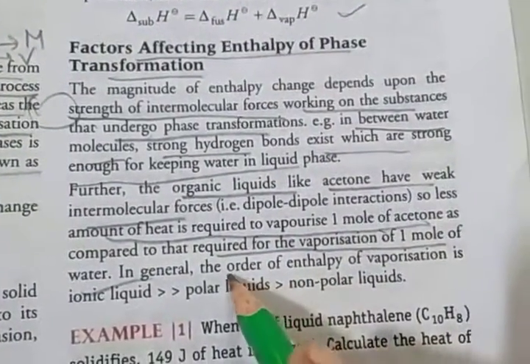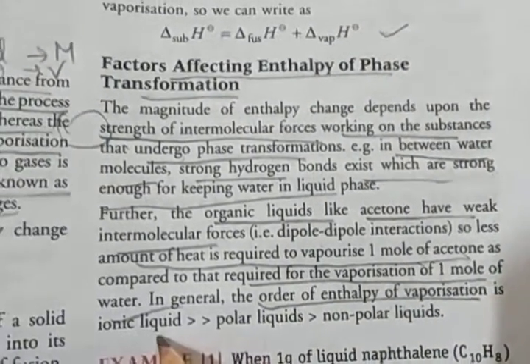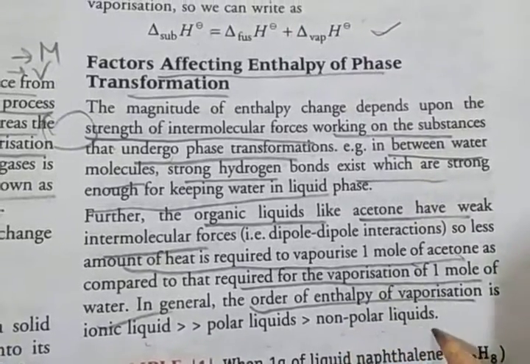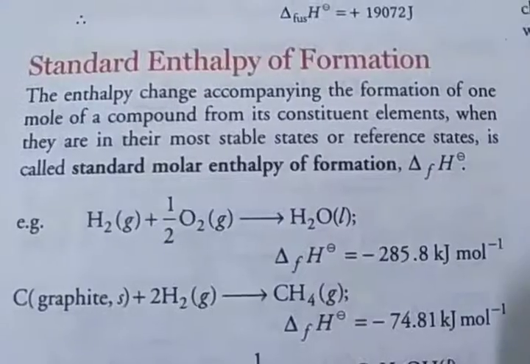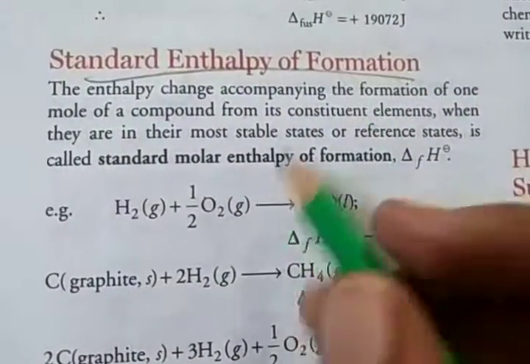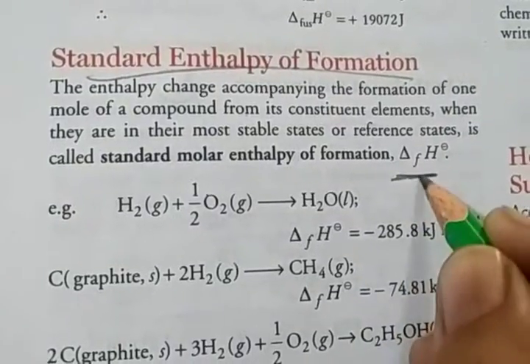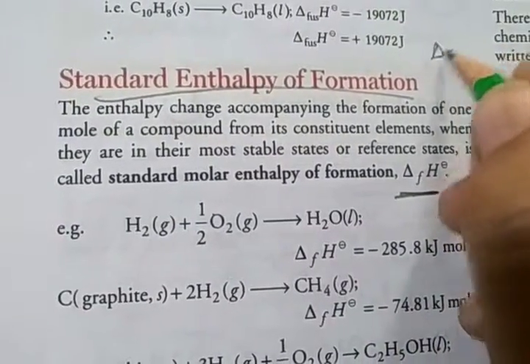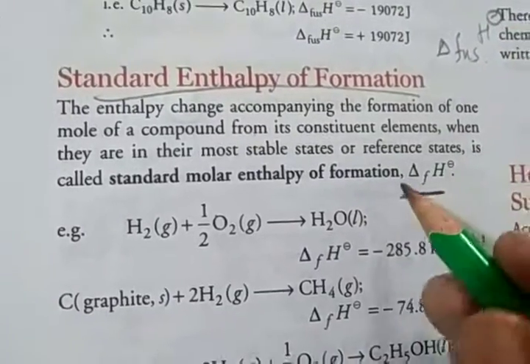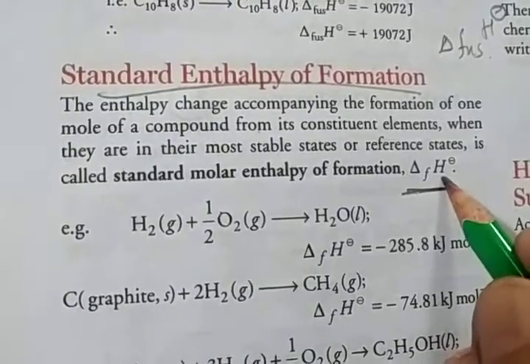In general, the order of enthalpy of vaporization is ionic liquid greater than polar liquid, greater than non-polar liquids. Next topic is standard enthalpy of formation. What is the standard enthalpy of formation? Here you see fusion enthalpy is denoted by delta fus H negative, but formation enthalpy is standard delta f H naught.